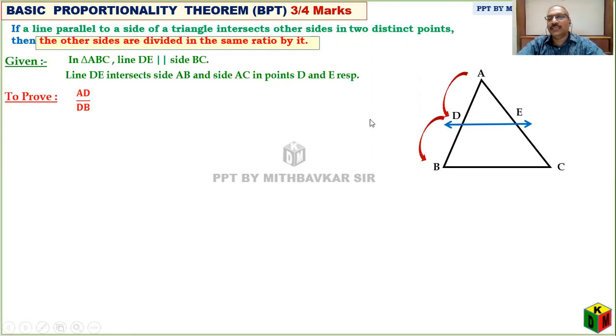Second side now, AC. Look at AC. AC is divided into which two parts? AE and EC. Let's form the ratio of corresponding sides. Here, the word corresponding is very important because the corresponding part of AD is AE and the corresponding part of DB is EC. So let's form the ratio AE upon EC. Let's read again. The other sides are divided in the same ratio by it. Same ratio. That means we have to show those ratios are equal.